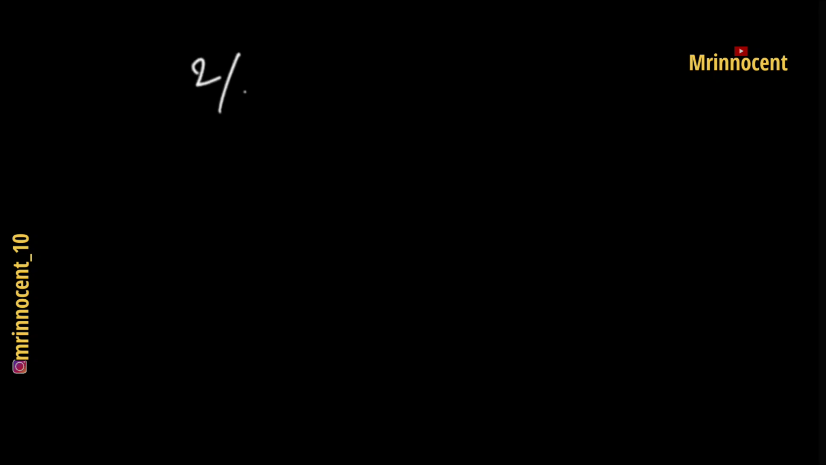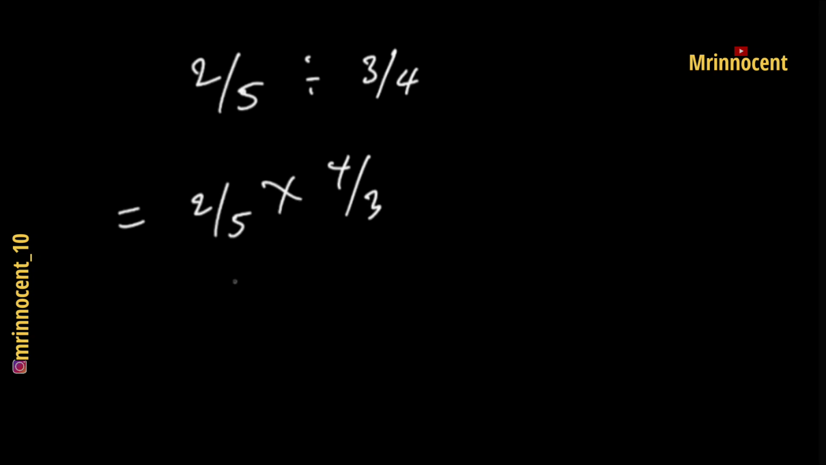2 over 5 divided by 3 over 4 is equal to 2 over 5 times 4 over 3. 2 times 4 is 8 over 5 times 3 is 15.